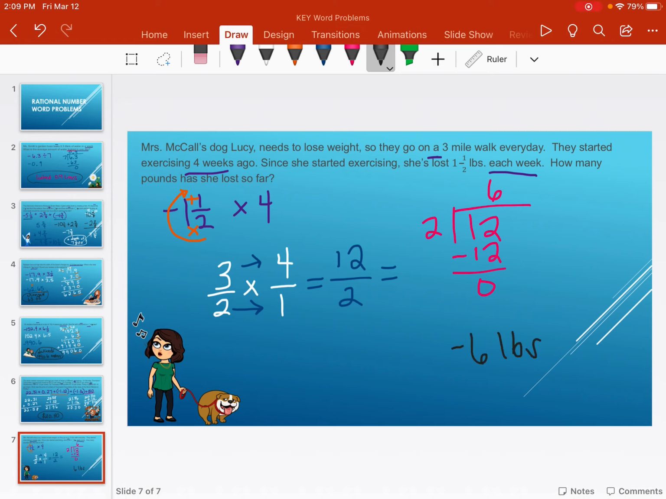It's really a negative 6 right now because it was negative times positive. But read the question, how many pounds has she lost? So she didn't lose negative 6. We're going to say she lost positive 6 pounds. Okay, and that's it, guys.